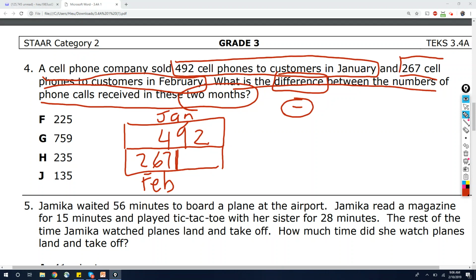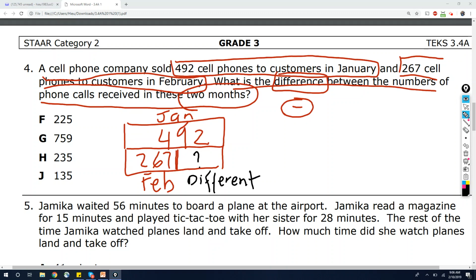So you see January is 492 right here. February 267. And they want to see the difference. The difference is from here to here. How much is the difference from here to here? So it looks like we're missing a what? We're missing a part. So our job is to find it. Our job is to find right here. So you can say difference. All right. So look at the picture. It looks like we have one whole, one part, and a missing part. All we have to do is subtract.